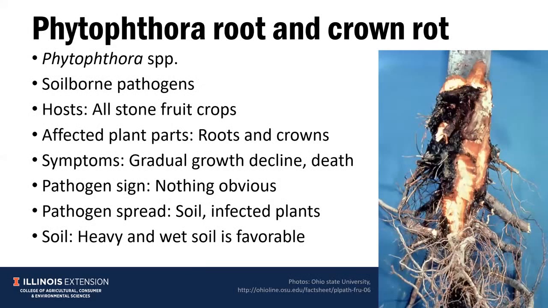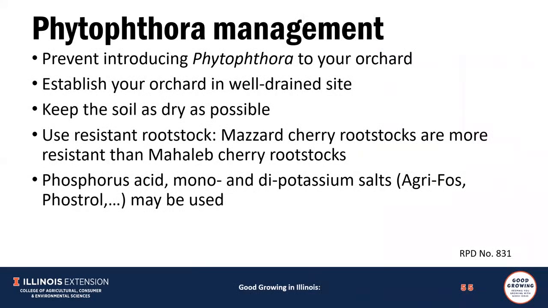We have a disease that plagues a lot of different plants, especially in the area of fruit, Phytophthora. It is also a soil-borne pathogen. It can affect all the stone fruit crops, and it can spread and be maintained in the soil for a long period of time. So you want to prevent this from occurring, so make sure that you're planting on a well-drained site. Keep your soil as dry as possible. Use resistant rootstock and good fungicide treatments.